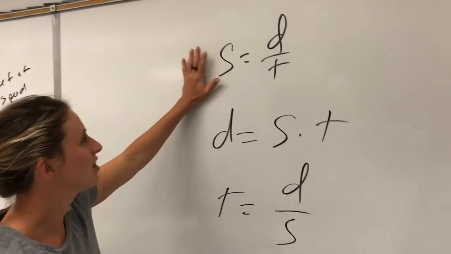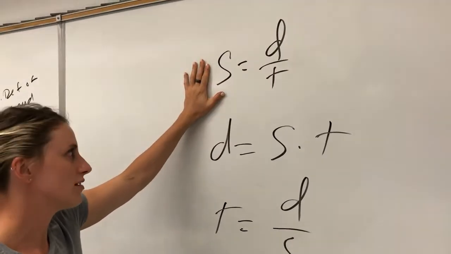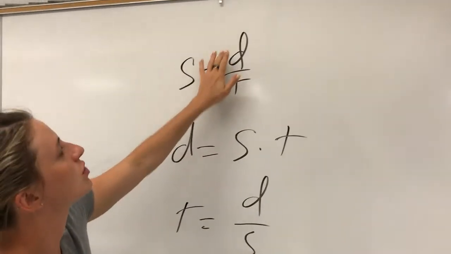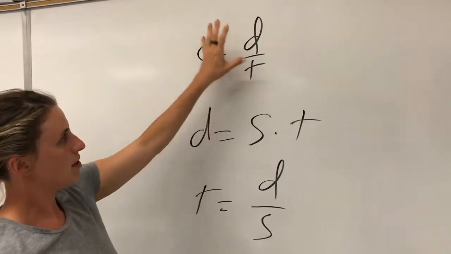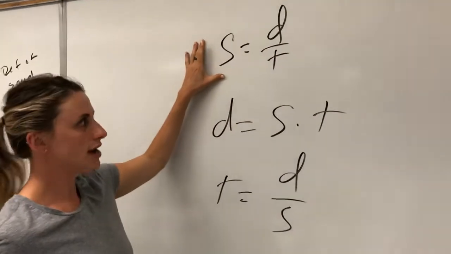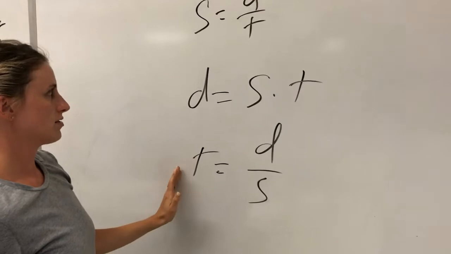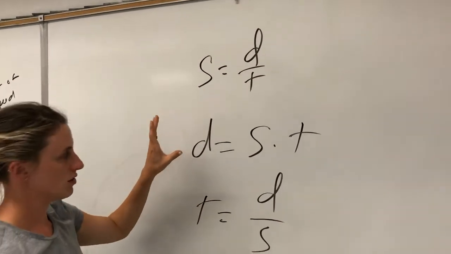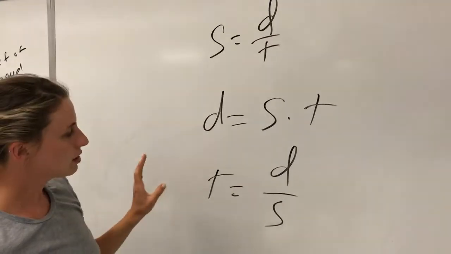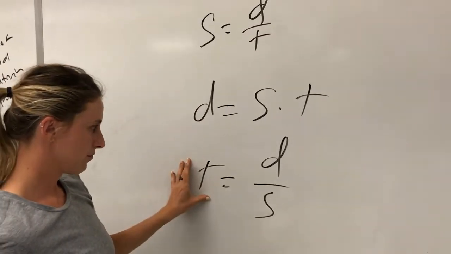All right, so here is our definition of speed. Speed equals distance over time. There's a relationship here, and this relationship can be expressed in 3 different ways. We can try and solve for speed, we can move things around to solve for distance, and we can move things around to solve for time.